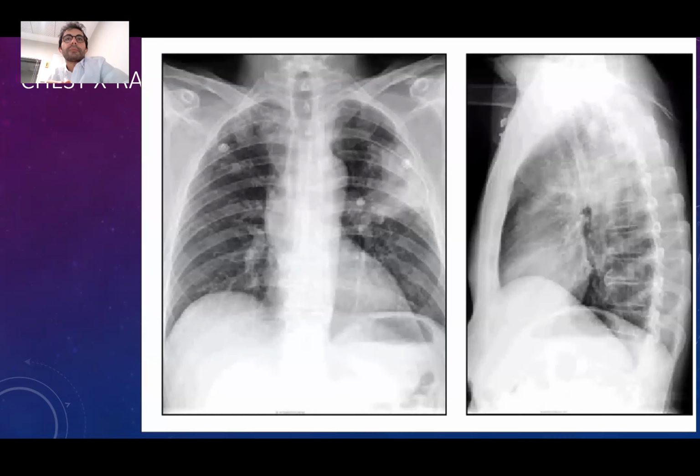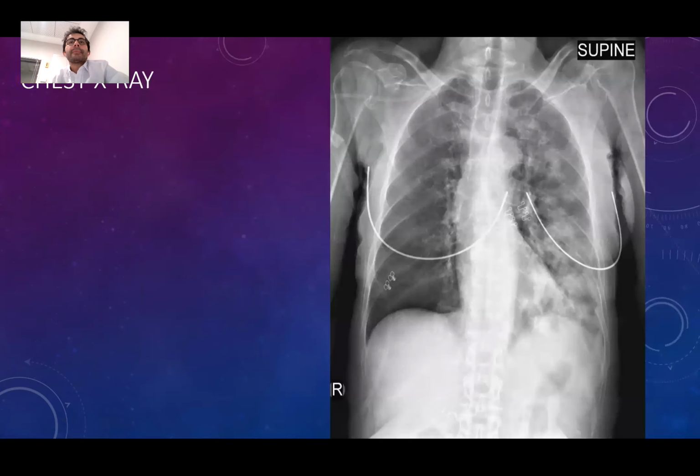I'm looking at this one. It's another case of consolidation. This time on the left side, in the upper part. This is in the upper zone, so this can be lower lobe or upper lobe. I cannot differentiate because they overlap one another in a chest X-ray.